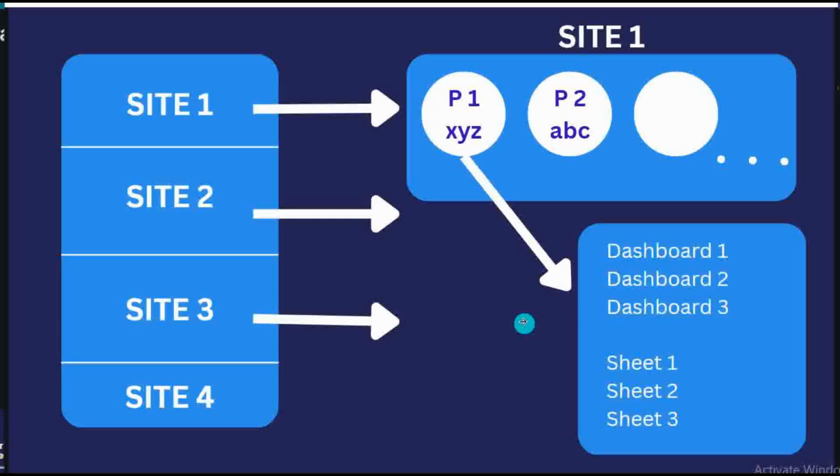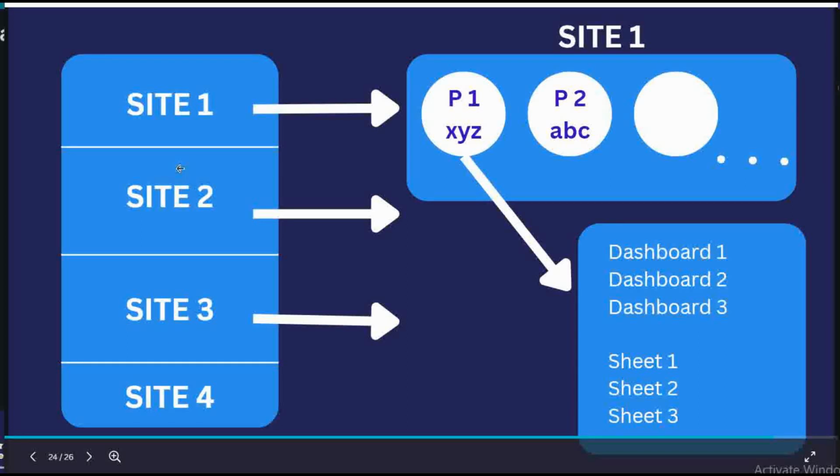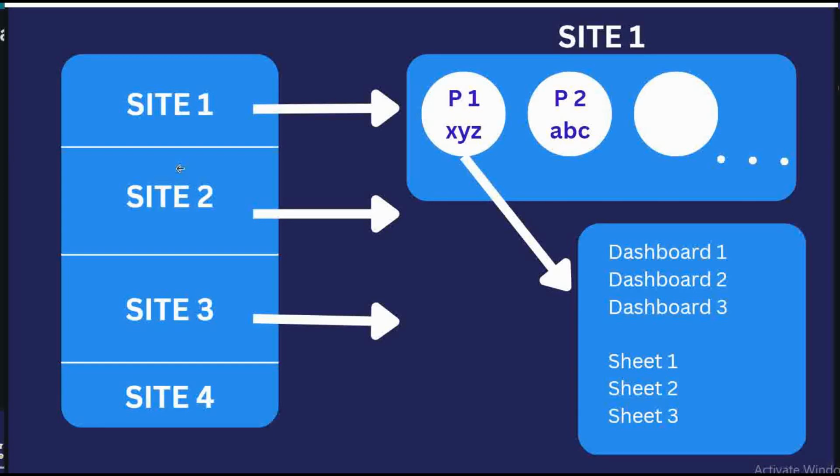If you see here, this rectangular box on the left side is showing our Tableau Server site of one organization, and the sites you can think of as departments. Let's say site 1 consists of the HR department, site 2 of the finance department, site 3 of sales, and site 4 of manufacturing. And for site 1, there are a lot of projects: project 1 belongs to a particular owner XYZ, and project 2 belongs to a particular owner ABC.